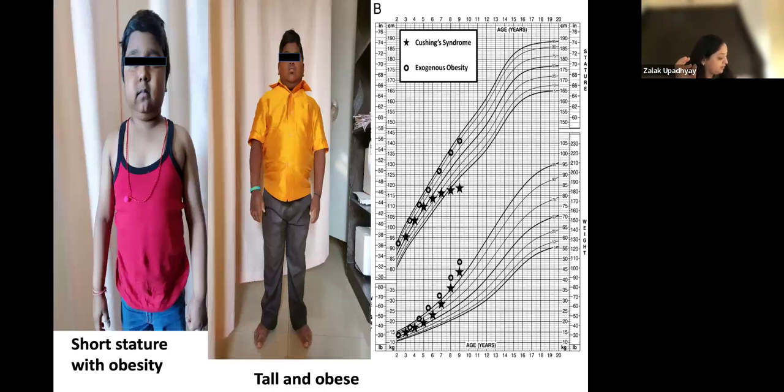Maybe 3-4 minutes more and we wind up. I wanted to show this chart.